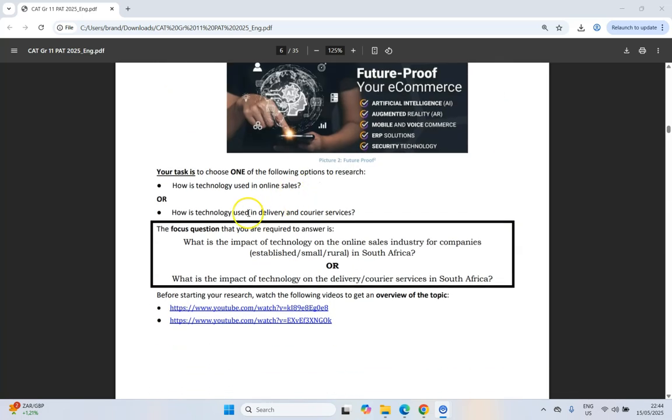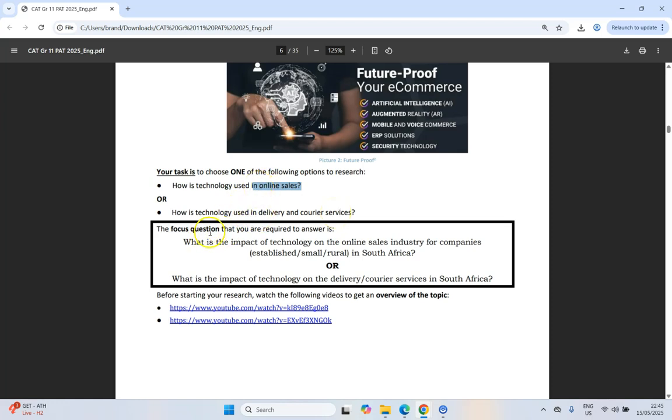Now they come over here and your task is to choose one of the following options to research. They've actually given you two. You can either investigate how technology is used in online sales, or you can focus on the actual delivery and courier services. So there's two aspects to it. Either focusing on online sales, how do people buy things, the websites involved, the recommendation systems, those types of things, or you can go into how, once you've purchased something, how do you get that item, what are the delivery processes and logistics involved. So you're going to pick one of those two categories.